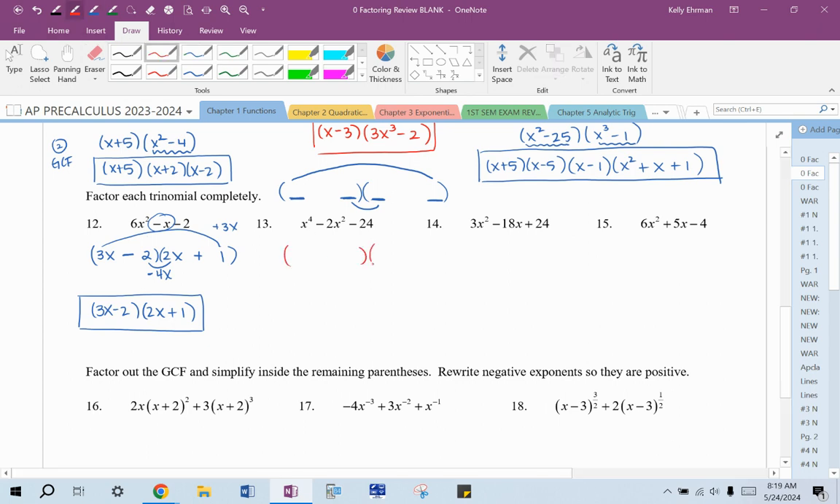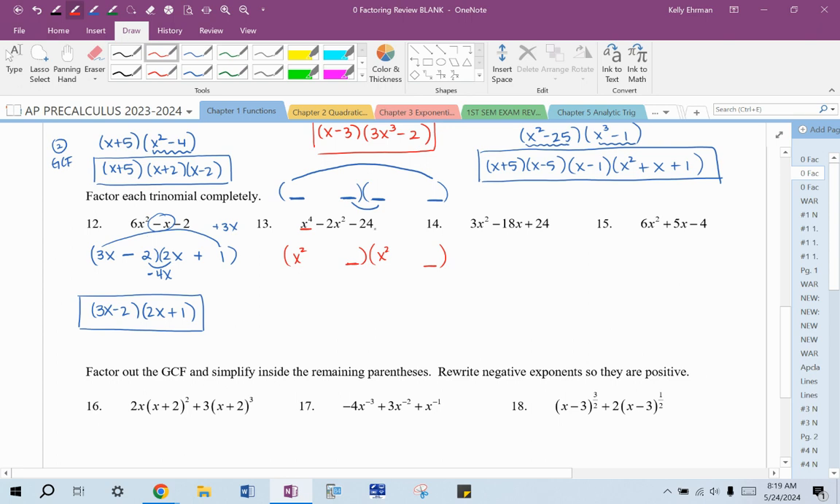Begin by writing down your parentheses. How are you going to split up x to the fourth? With exponents, you have to split in half. It's not going to be x cubed and x or whatever. It's going to be x squared and x squared. So that's easy to split up. That's locked in. Now we just need the factors of 24 that are going to add or subtract to -2.